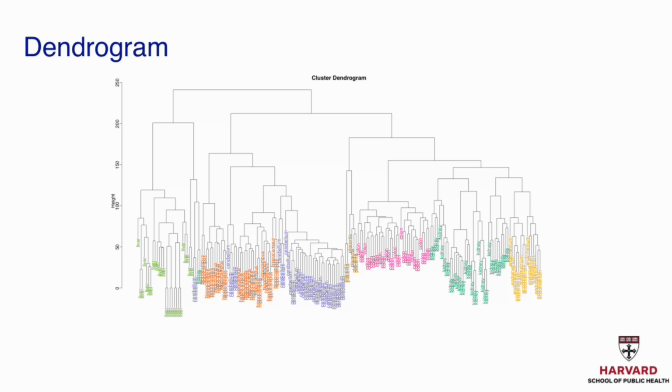So we start by finding the two samples that are closest together and put them into a group. Then in the next step, we find the two closest groups. A group could be just one sample. We put those two closest together. And we keep doing this repeatedly until we have all samples in one group.